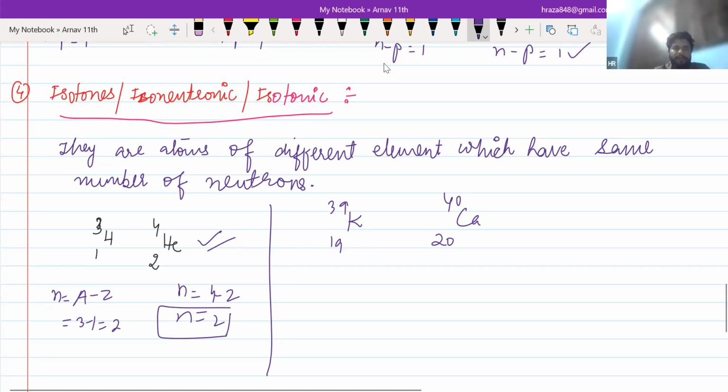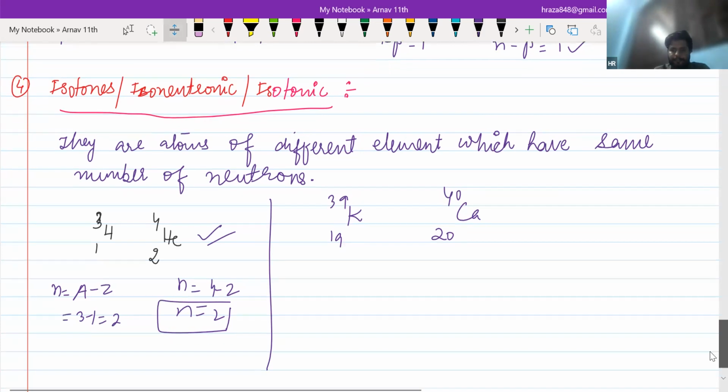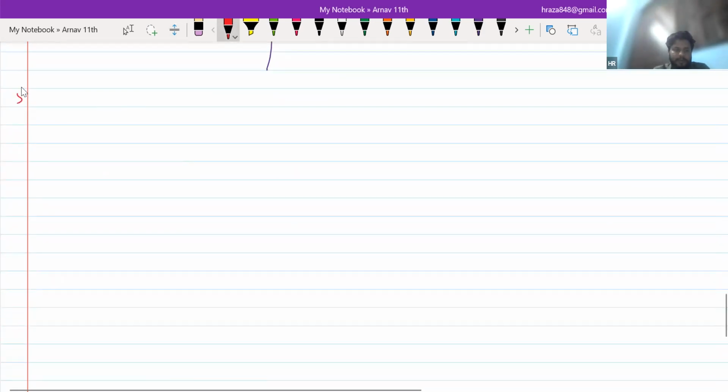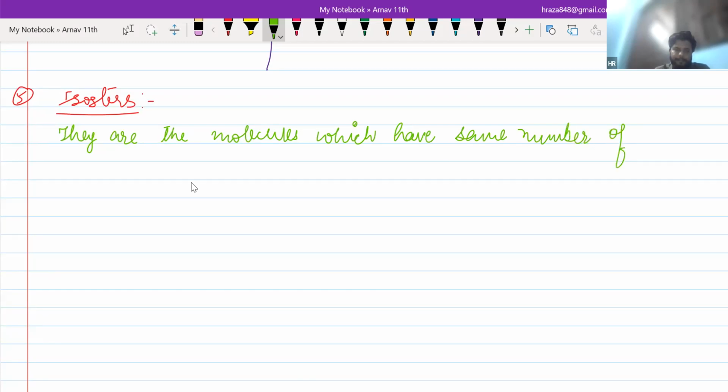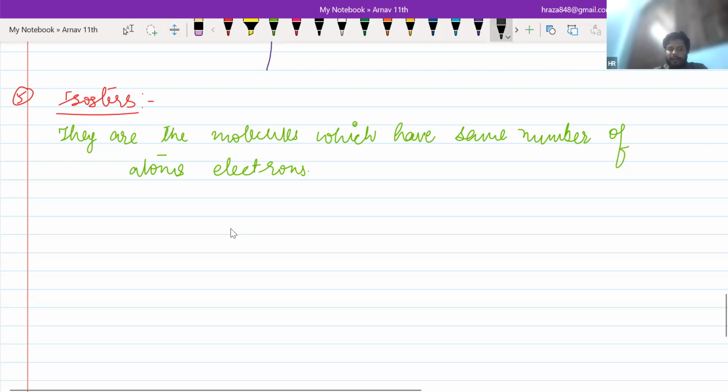Now the next term, the fifth one, is isosters. And what is isosters? Just write with me. They are the molecules which have the same number of atoms and electrons. That means the number of atoms should be equal and also the number of electrons.